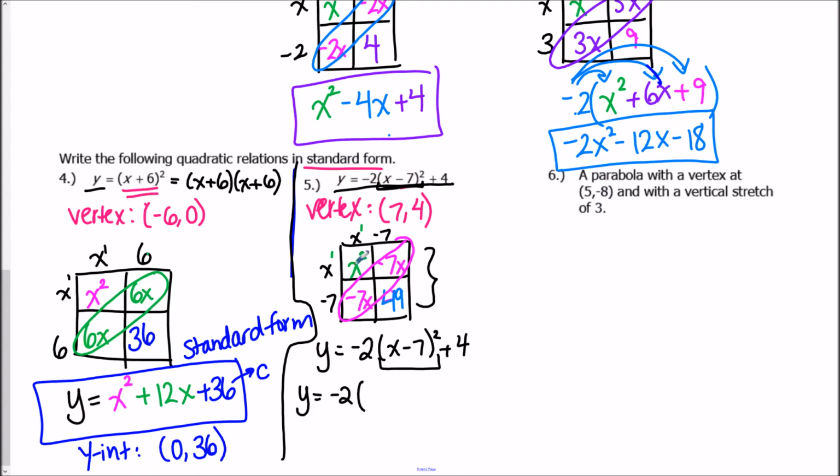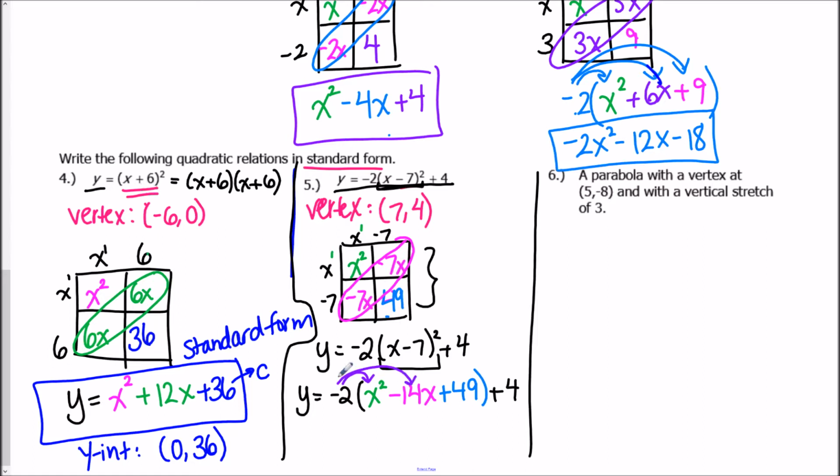So I'm going to copy down the x squared. The -7x and the -7x go together and you get -14x. And then you can just copy down this plus 49. I'm going to close my bracket and then I'm going to add 4 to it. Okay, now what I need to do is distribute this -2 through.